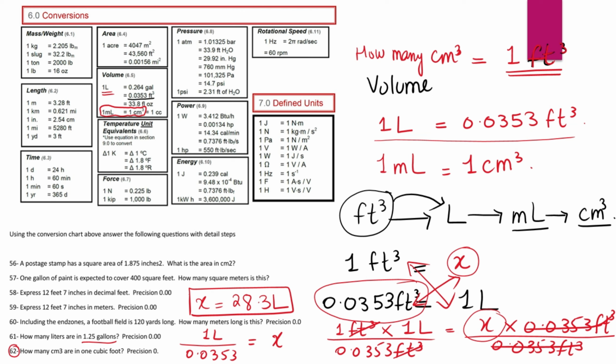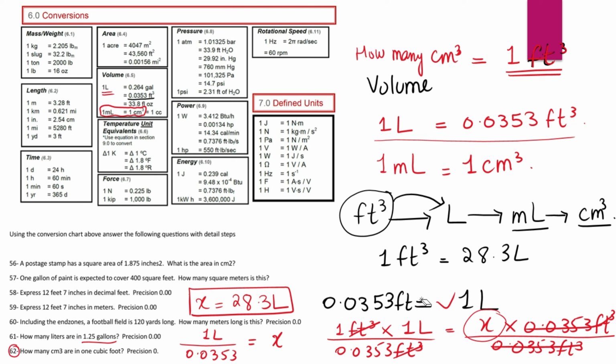So we are saying that 1 feet cube, because we have converted 1 feet cube into liters, is equal to 28.3 liters. Okay, 1 feet cube is equal to 28.3 liters.